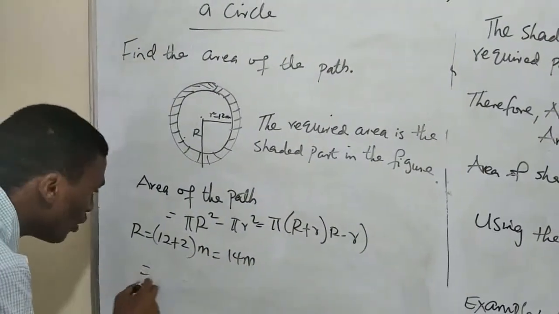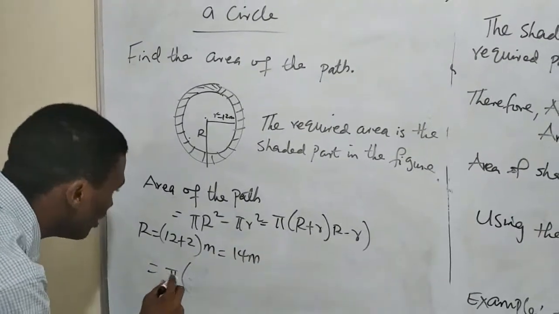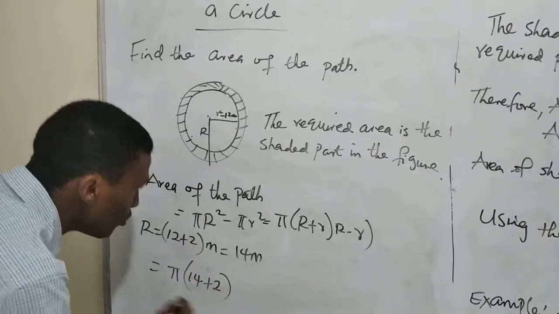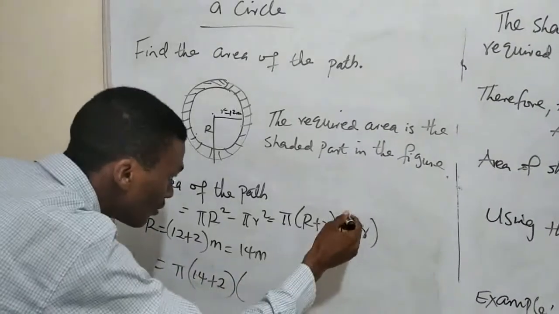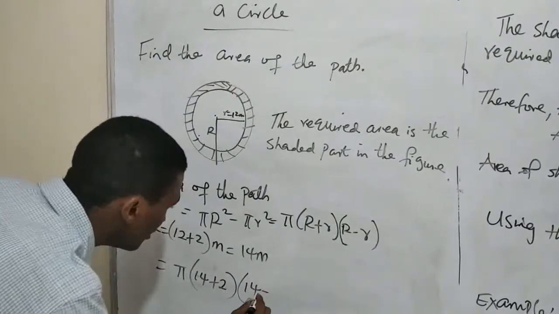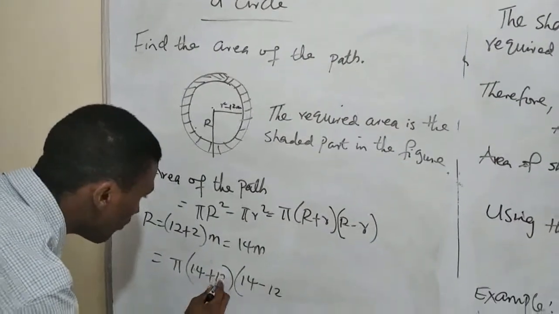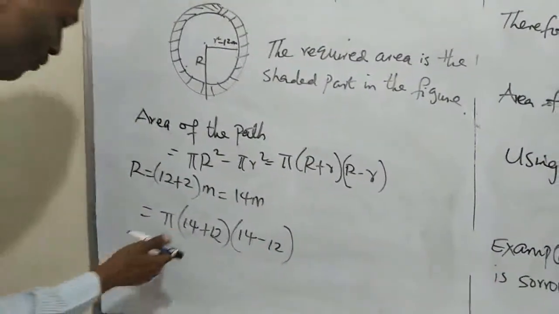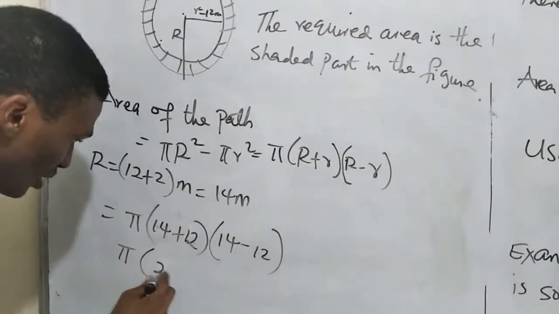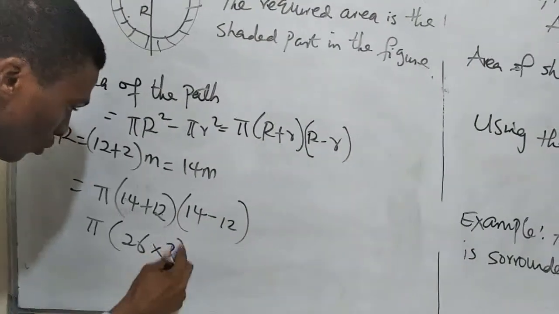So we solve. We have pi into brackets, our big R is now 14 plus our small r of 12, then into brackets, our big R is 14 minus our small r is 12. Now we have pi times 14 plus 12 gives us 26, 14 minus 12 gives us 2.